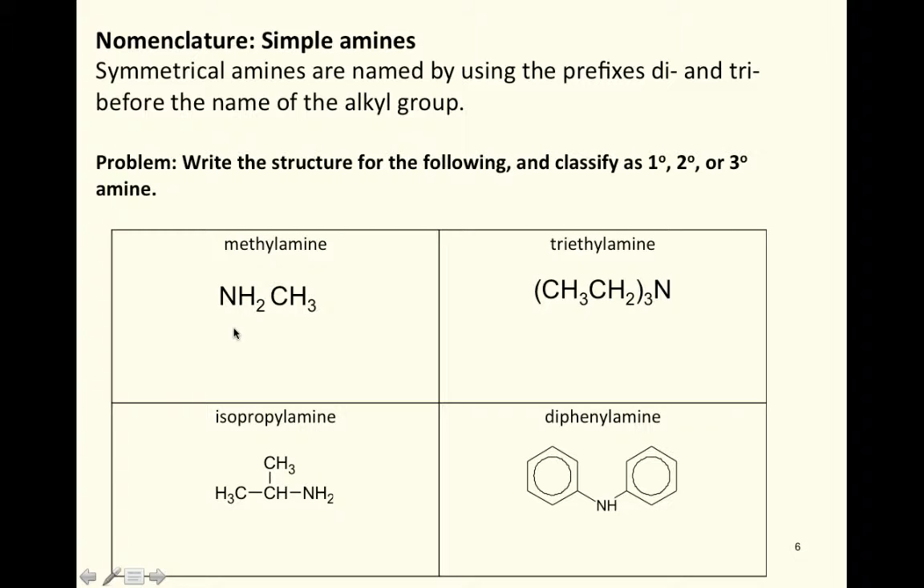All right, now that we've named them, let's classify them. Methylamine. This nitrogen has 1 R group on it. It's a primary amine. Triethylamine. 3 R groups. It's a tertiary amine. Isopropylamine. Remember, it's the nitrogen only that we want to know how many R groups are coming off of. This nitrogen has 1 R group. It's a primary amine. Diphenylamine. Here's our nitrogen, 2 R groups, secondary amine.